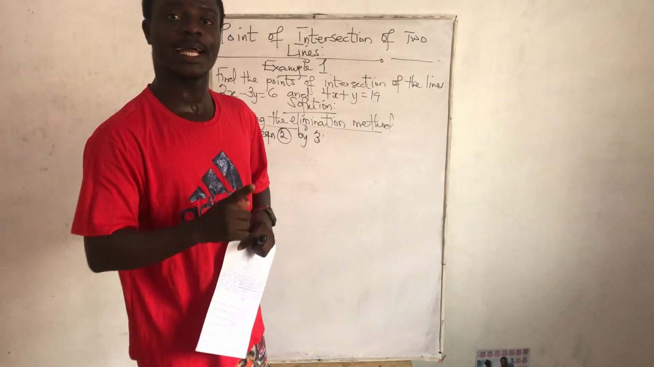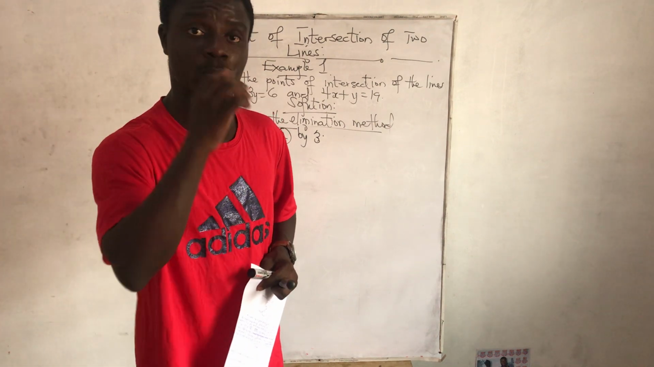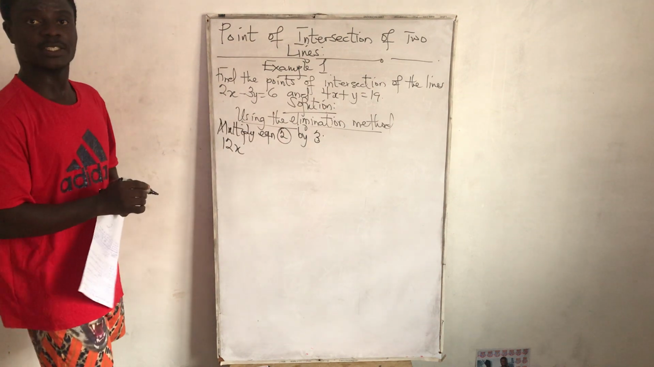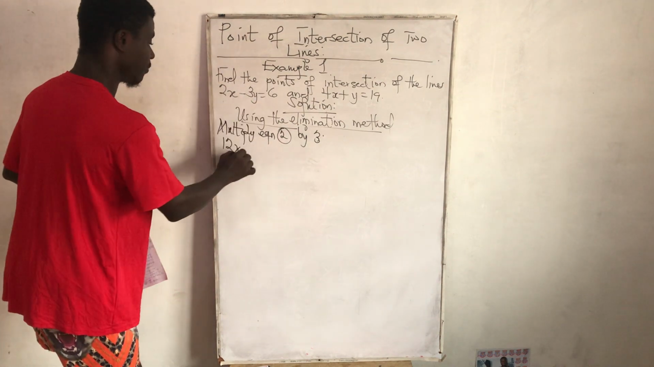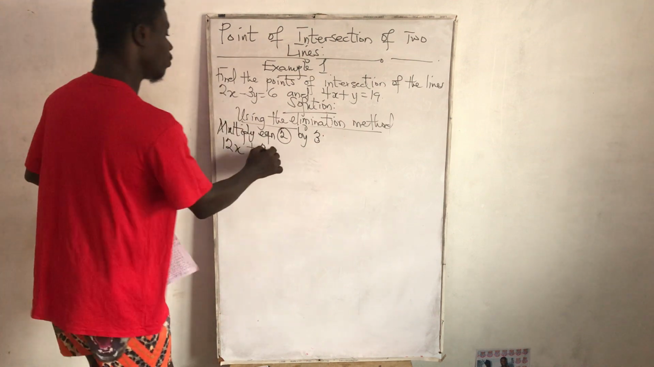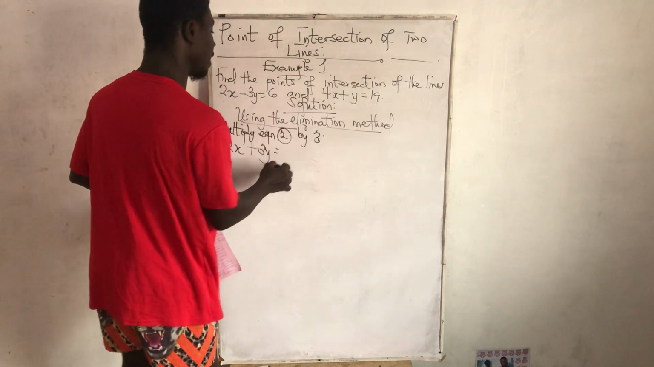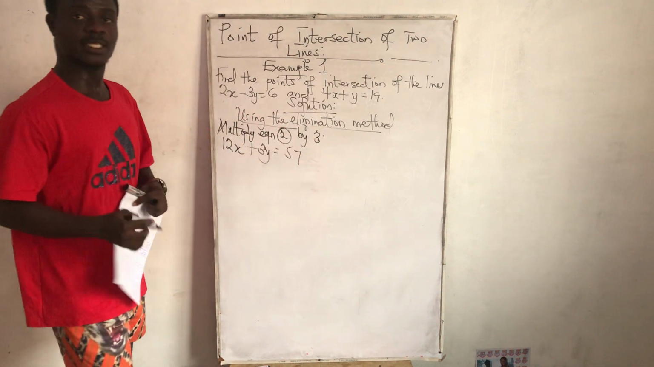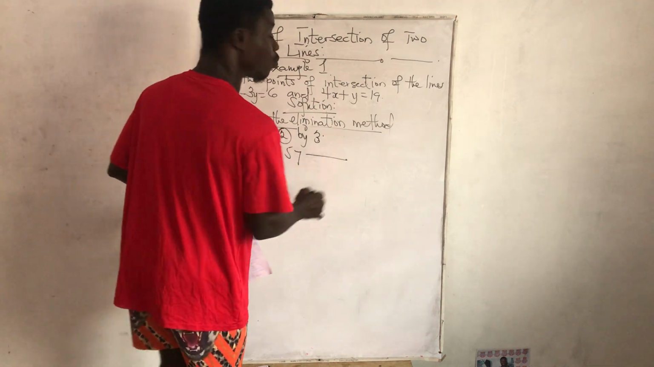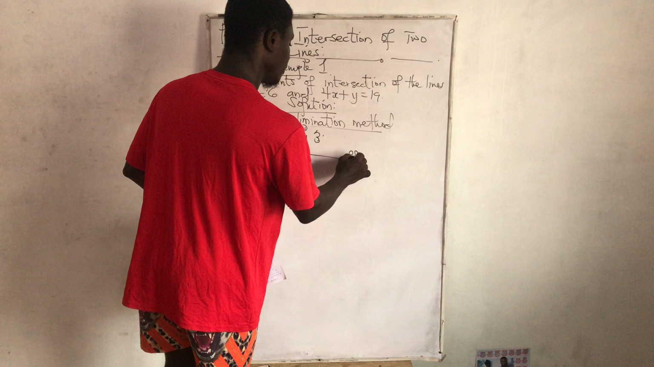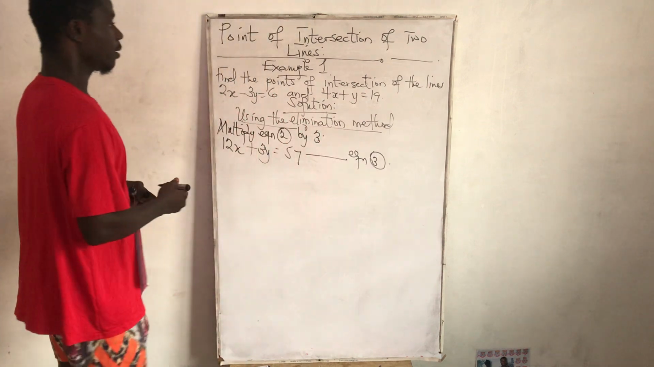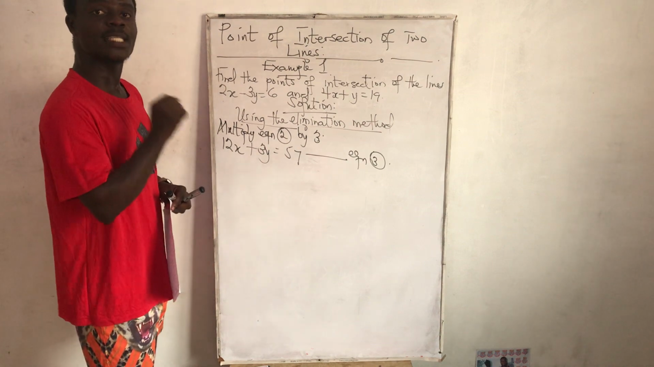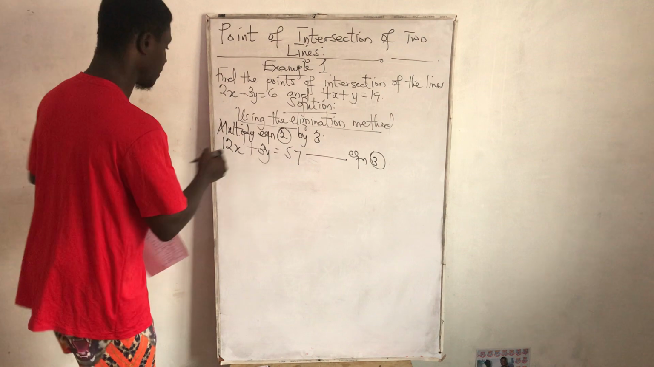So we are multiplying equation 2 by 3. 3 times 4x gives 12x. Then 3 times y gives 3y, which must be equal to 3 times 19, which is 57. So we can label this one as equation 3. Then we have our old equation 1, which is 2x minus 3y equals 6.